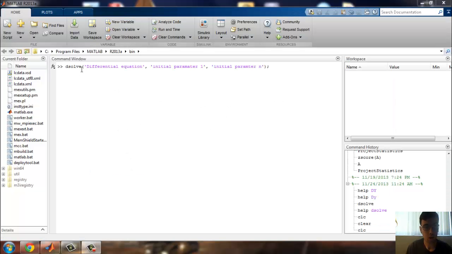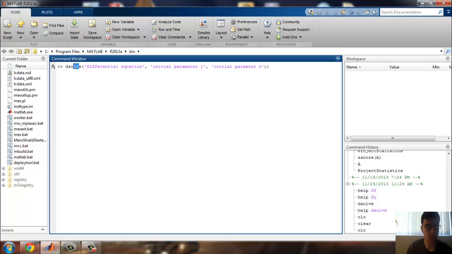Let's start by taking a look at our first function. We're going to be using a function called the dsolve function. This function is pretty simple. What we're going to be doing is inputting a differential equation, which we'll define after this, and then putting in as many initial parameters as you can. So initial parameter 1, initial parameter n, because you put as many as you want. If you have a second order, you want 2 initial parameters. And also these are optional. You don't need the initial parameters.